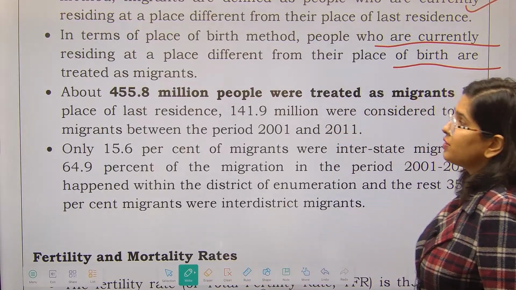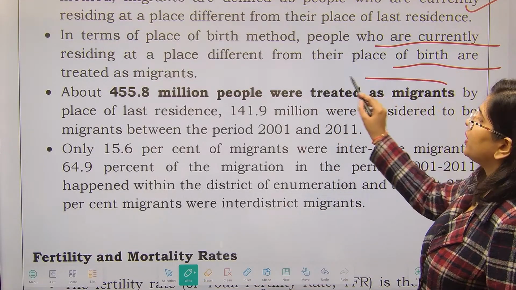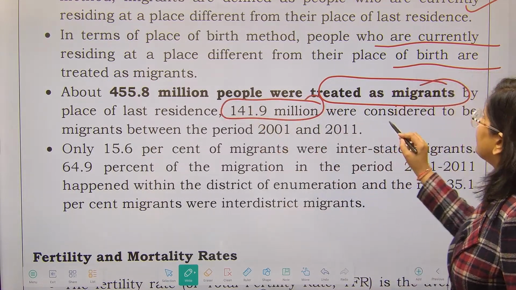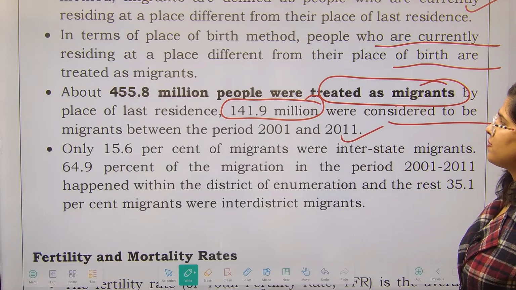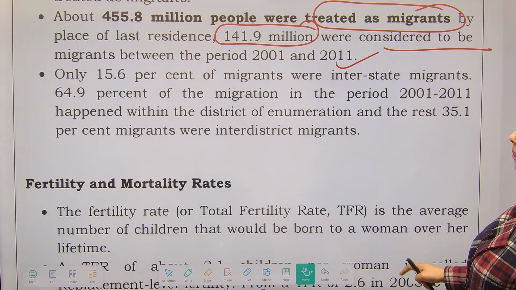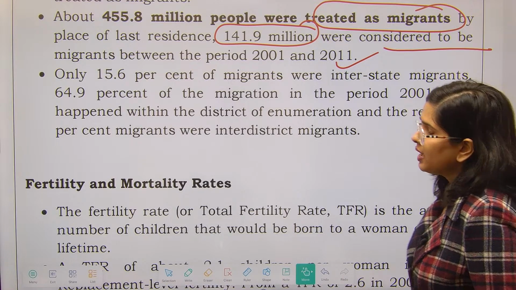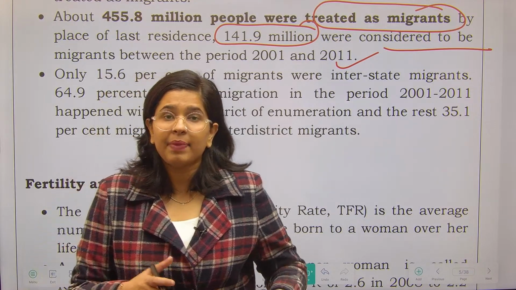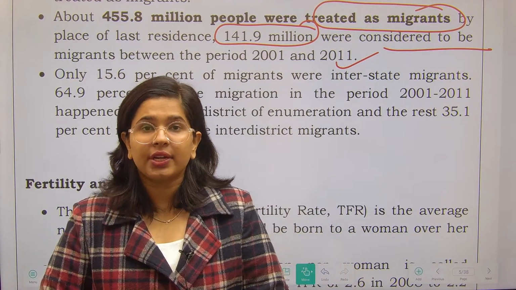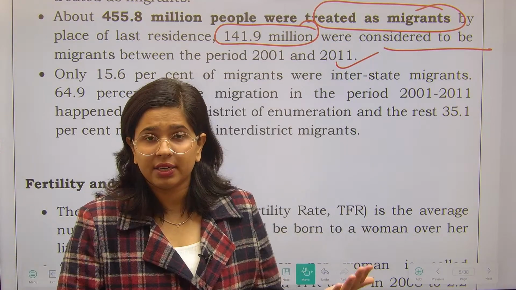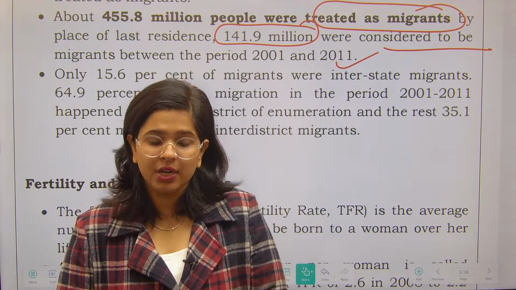How many migrants are there? So around 455 million people were treated as migrants as per the place of last residence, and 141 million people were considered to be migrants between 2001 and 2011. Then only 15.6% of the migrants were interstate migrants, and 64% of the migration in the period happened within the district of enumeration. Right? So within district, inter-district migration along with the interstate migration, these are the three parts through which migration is measured in India. How many people are migrating from one state to another state, from one district to another district, and within a district, what are the migration numbers?